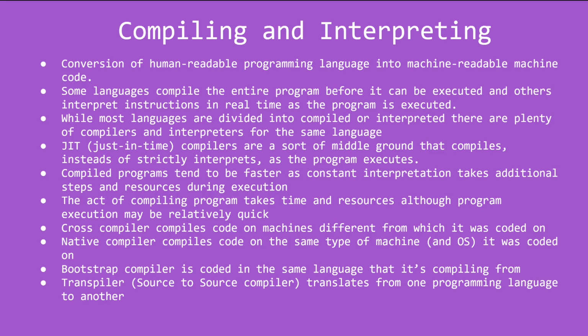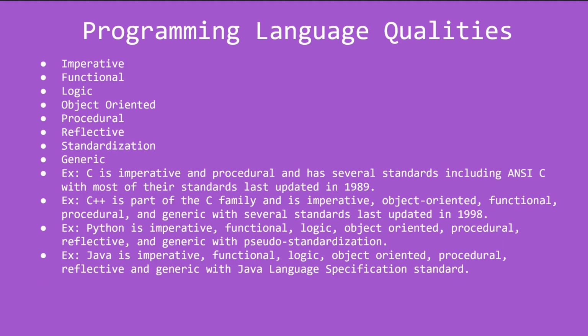And then there's transpilers, I can never say that right. The source-to-source compilers basically translate from one programming language to another. So there's various qualities of programming languages, and this is not even remotely a complete list.